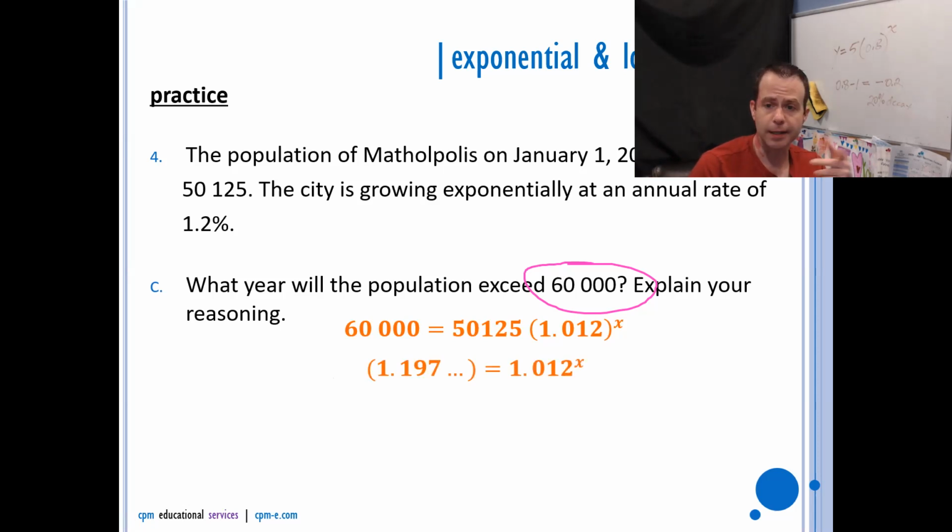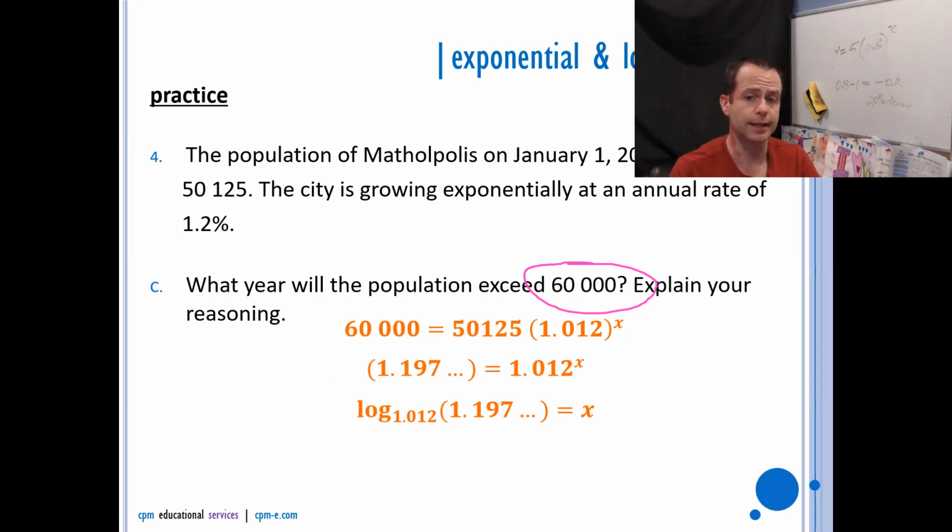I have divided both sides by 50.125, okay? And then I just switched it to log form. Now we're going to talk about switching to log form a little bit more in the next section, but essentially what I need you to remember is super easy when you remember my little mantra here. The base becomes the base. The base of the exponent becomes the base of the log.